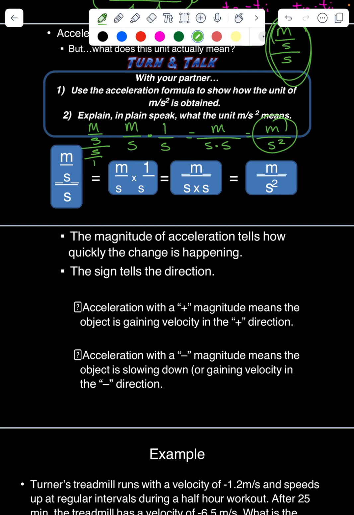All right, so once again, we talk about how acceleration is a vector quantity. It's velocity over time. Velocity is a vector quantity, so acceleration is going to be a vector quantity.